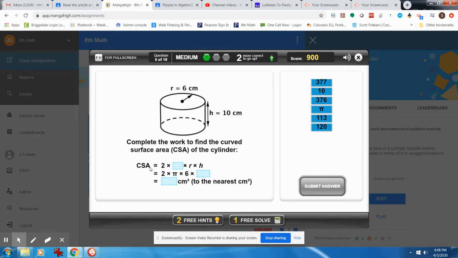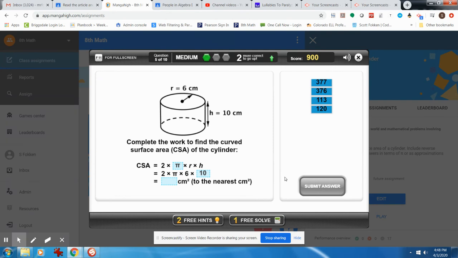Same thing going on here. CSA, curved surface area, is going to be 2 times pi times the radius times the height. So I'm going to put pi in the first box. 2 times pi, same thing there. Now they're replacing the radius with 6, and we should be replacing the height with what then? 10, you all say. Yes, correct. Let's put 10 there.